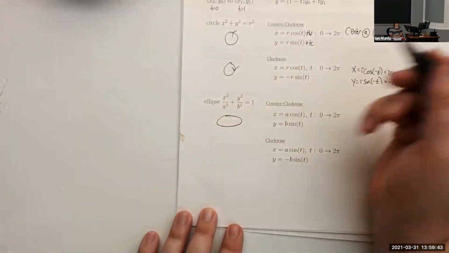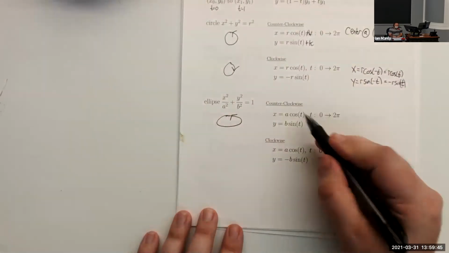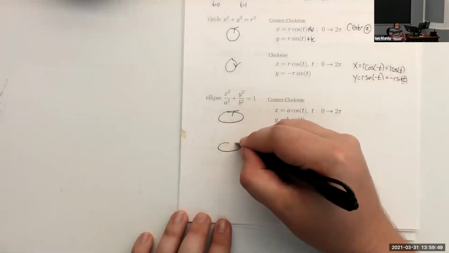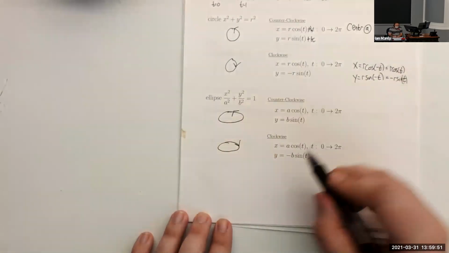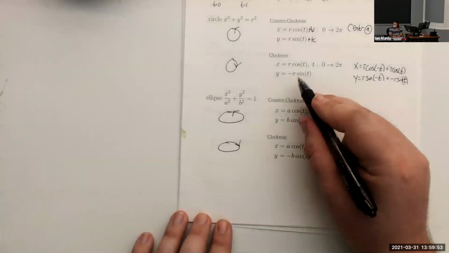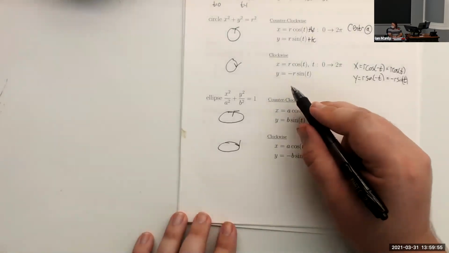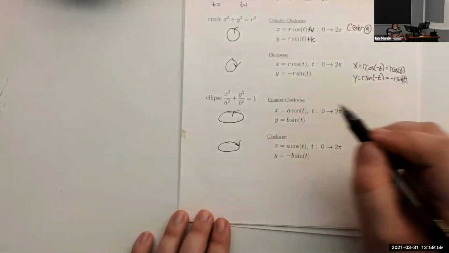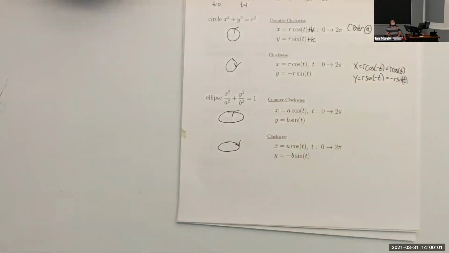So if we have something that looks like this and we want to traverse it counterclockwise, this would be the way to go. And in a similar way, if we want to traverse the ellipse the other way, we would use this, kind of similar to how we put a negative sign right there. All right. Now remember the interpretation of parametric equations.